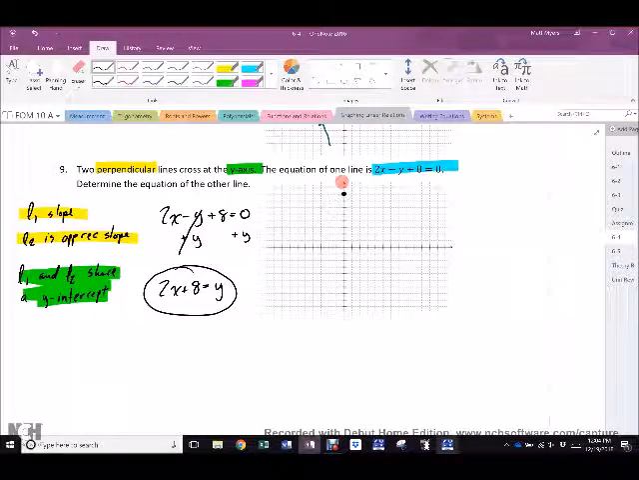So I can't go up, so what's my other option? Down 2, left 1. Agreed? Down 2, left 1, down 2, left 1. And that'll go on forever. That's line 1, yeah? What do I know about line 2?